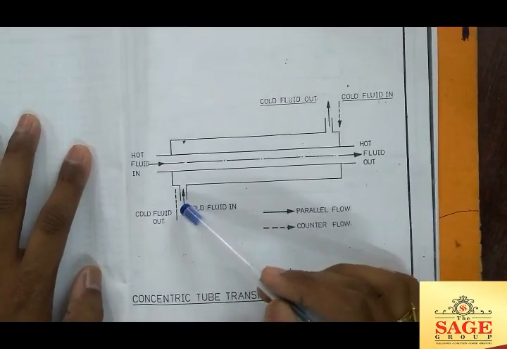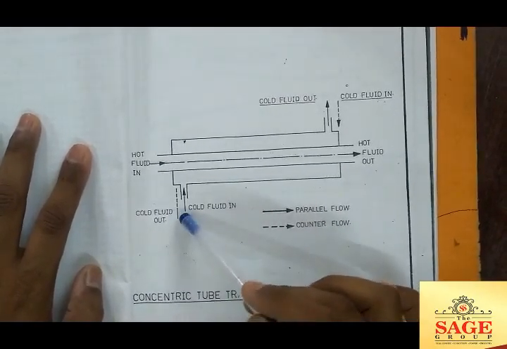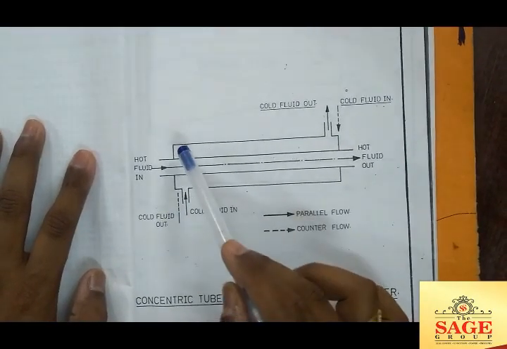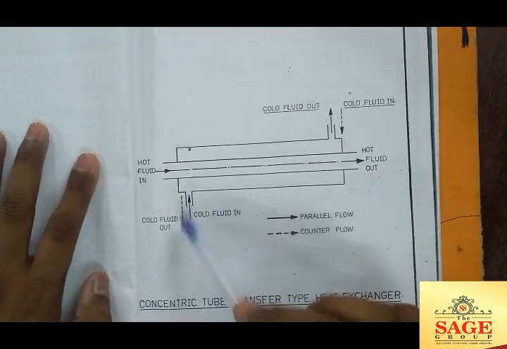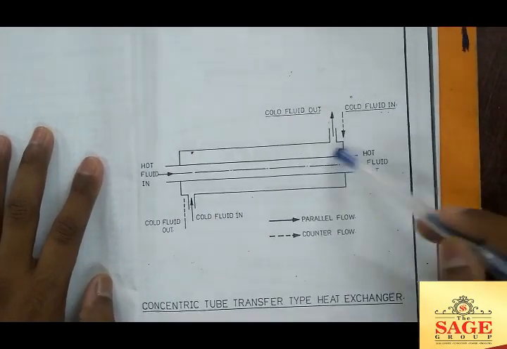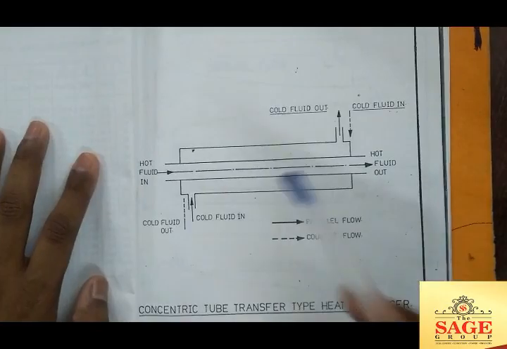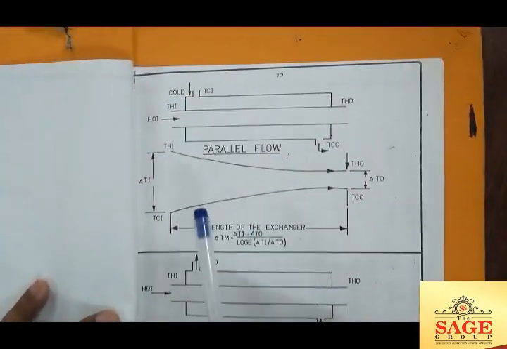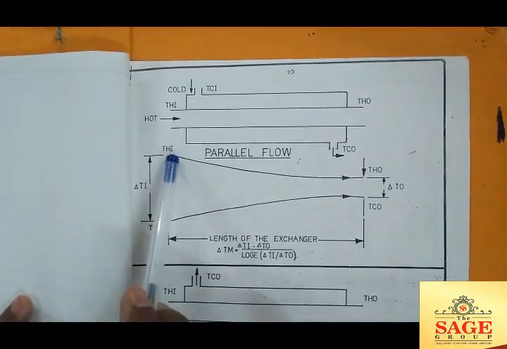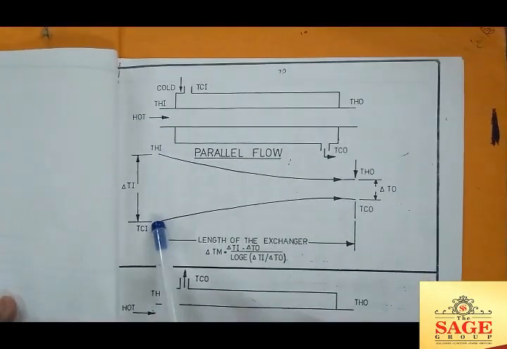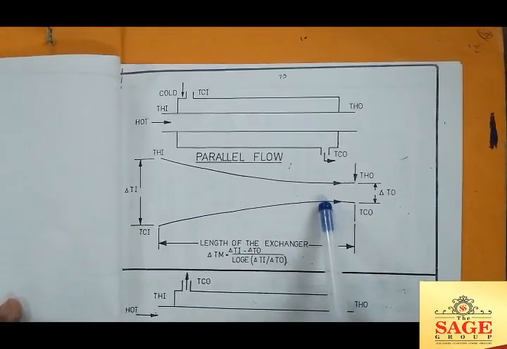Definitely the temperature difference will be maximum at the inlet side because the hot fluid has the maximum temperature and the cold fluid has the minimum temperature. The minimum temperature difference is obtained on the outlet side. You can also see this from this curve. This is the curve for the hot fluid from inlet to outlet and this is the curve for the cold fluid from inlet to outlet.